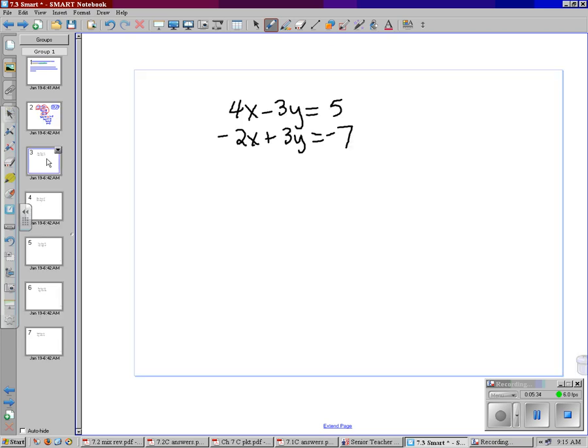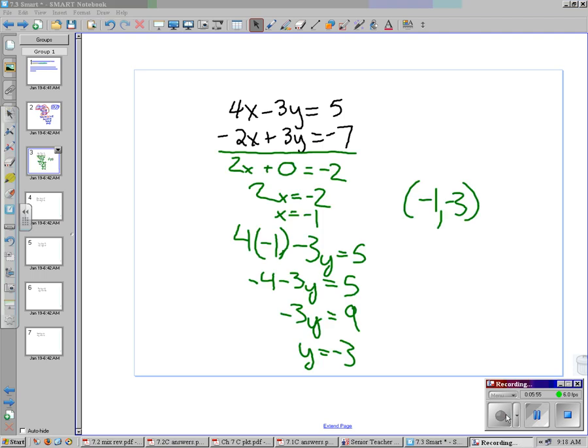We have 4x minus 3y equals 5 and negative 2x plus 3y equals negative 7. Please jot down the system. And I want you to go ahead and add the two equations together and see if you can start solving it. Feel free to talk to your partner. Feel free to check with your partner, especially once you're done.